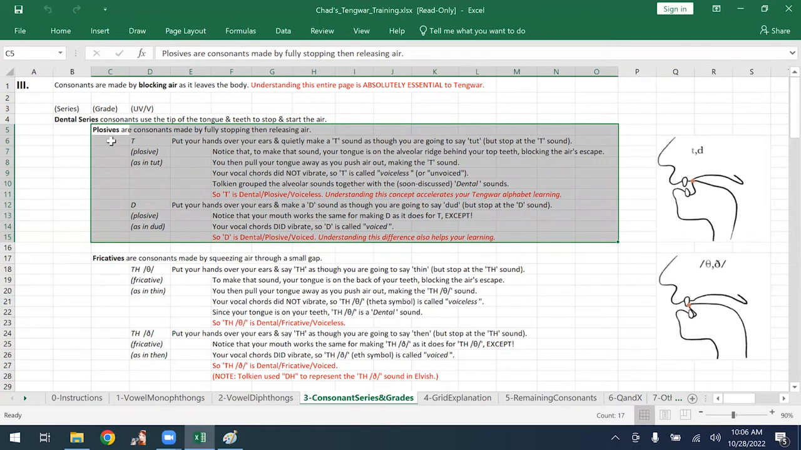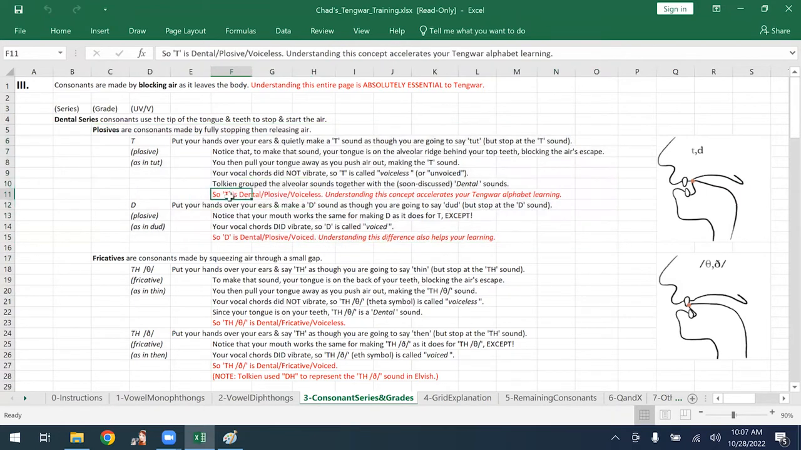So plosive. Looking at column 1 dentals and row 1 plosive, non-voiced or voiceless, it's unvoiced. What you do to make that noise, this is the T. You put your tongue against your alveolar ridge right behind your teeth. The tongue is blocking the air from leaving your mouth. Then as you push the air, you pull your tongue off and it makes the letter T. So you just go tut, tut, tut, tut.